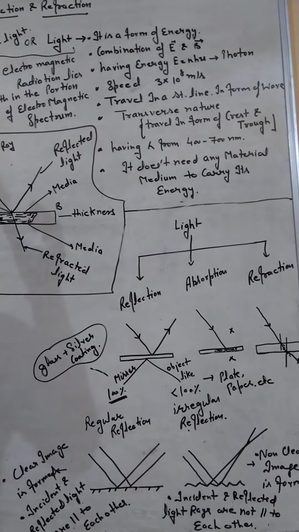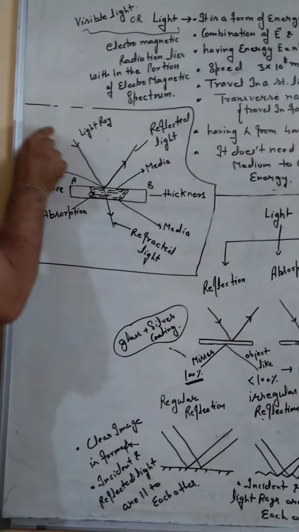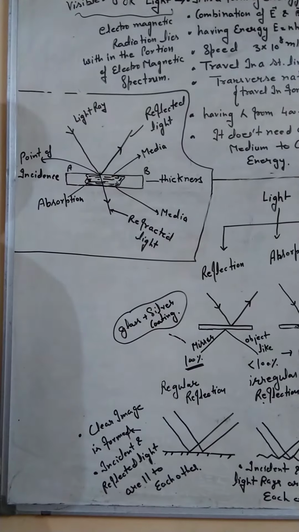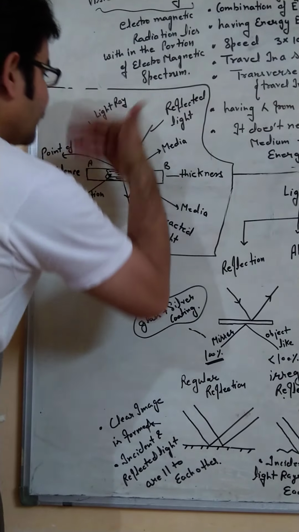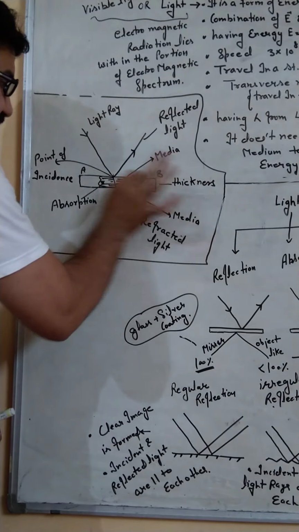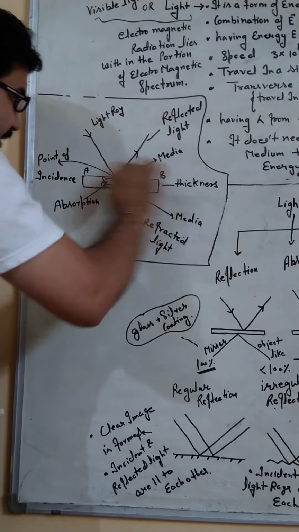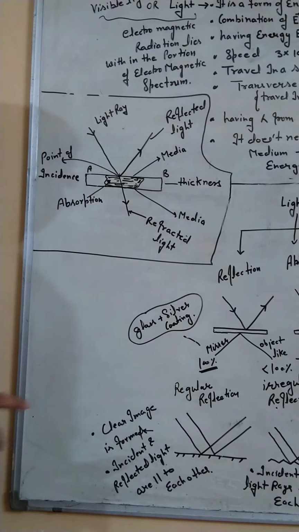Now what happens when light falls on an object? Suppose there is an object AB, it has some thickness. Whenever light falls over the surface of that object, that is the surface AB, that surface is called an interface, because above that surface there is air, but inside that material there is not air. That's why these are two media, separated by a layer, and the layer that separates two media is called an interface.